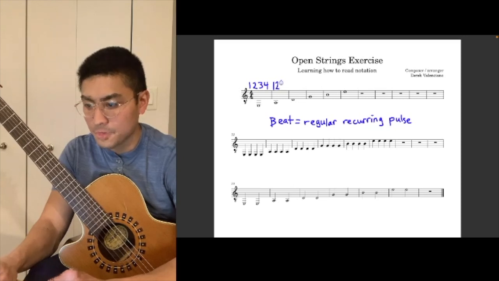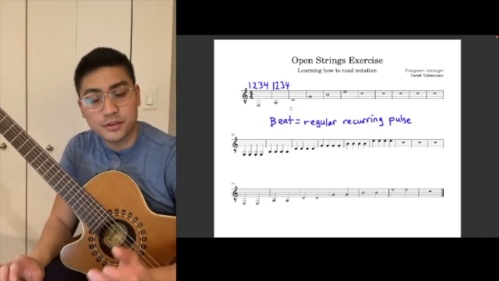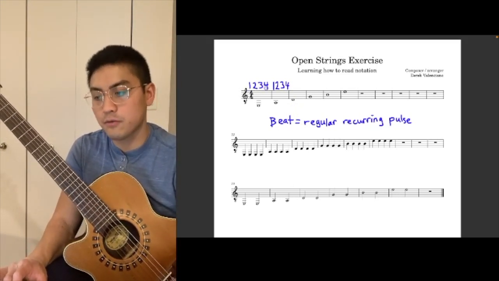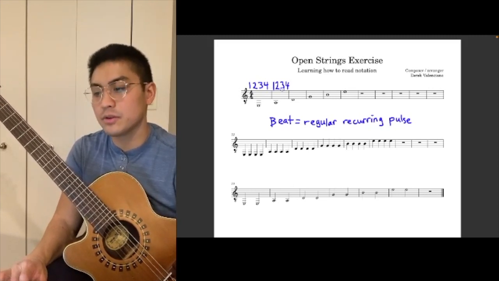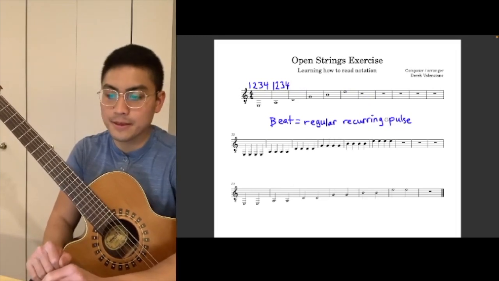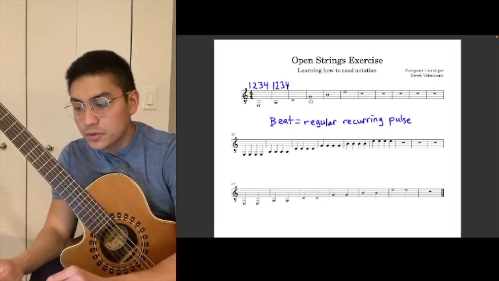1, 2, 3, and 4. So as we're reading through our music, we're thinking 1, 2, 3, 4, 1, 2, 3, 4, etc. We do that for every bar here. Now, as you can see, our notes look different.